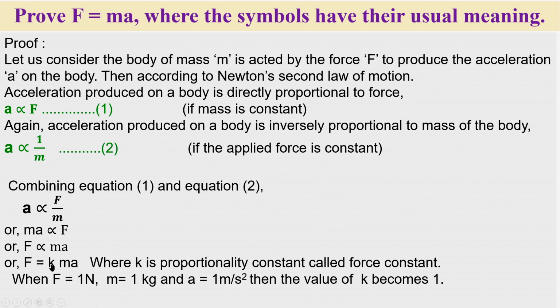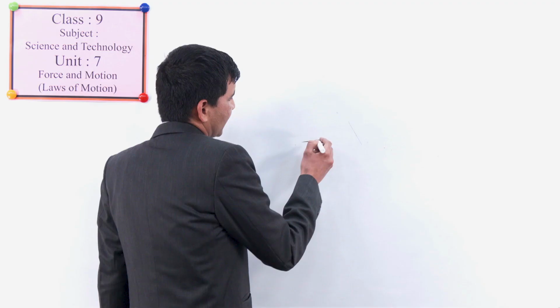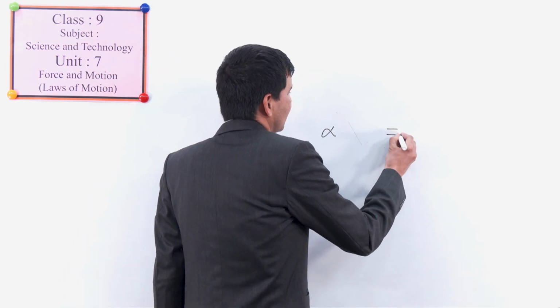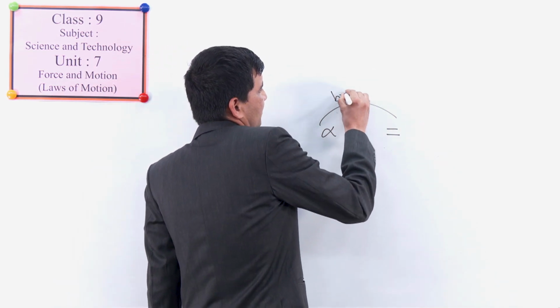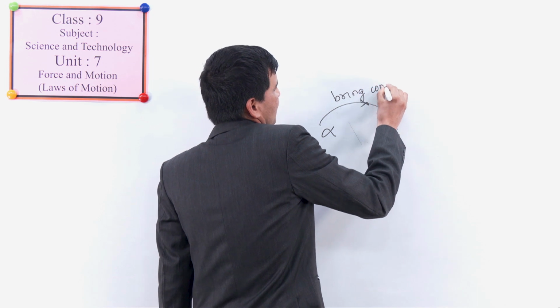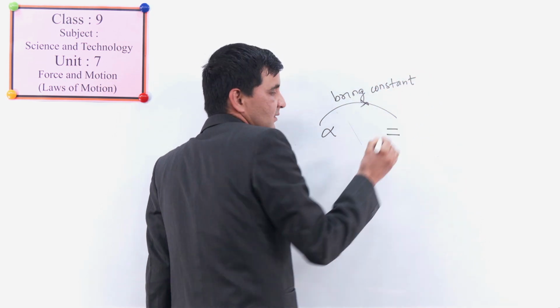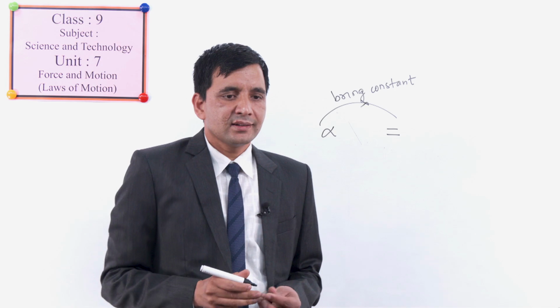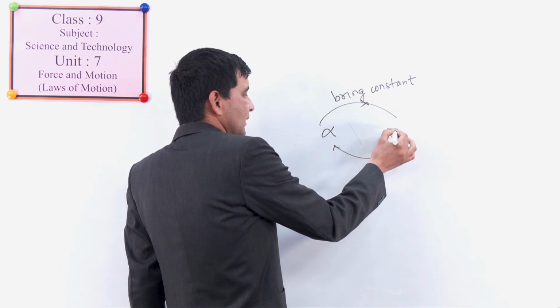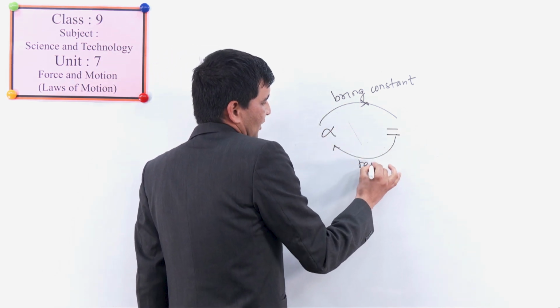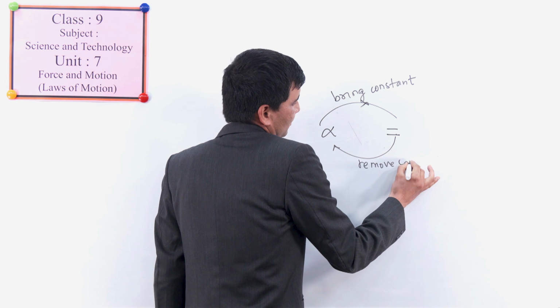This constant k is the force constant. It means there is a little bit of difference between the equals sign and the proportionality sign. If you want to change the proportionality sign into an equals sign, you should bring in a constant, and in this case we just take k as a force constant. And just the reverse method, while changing equals into the proportionality sign, what do we need to do? Obviously we should remove the constant.